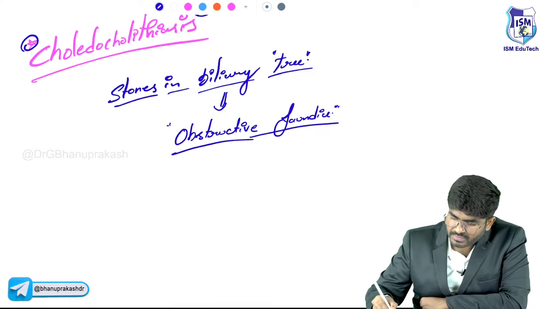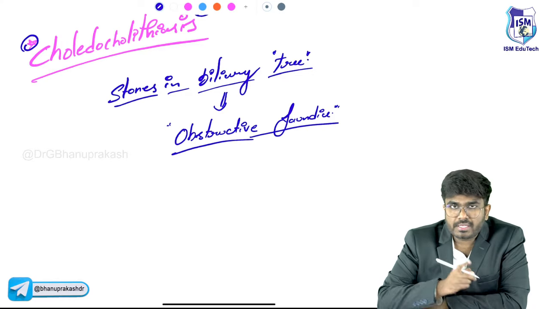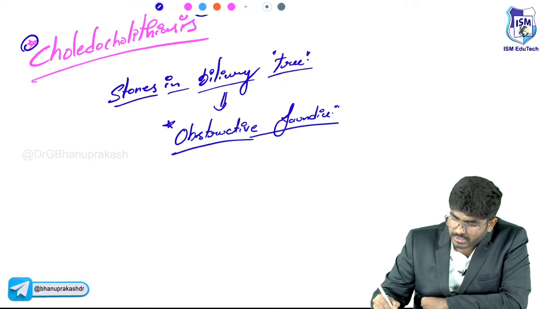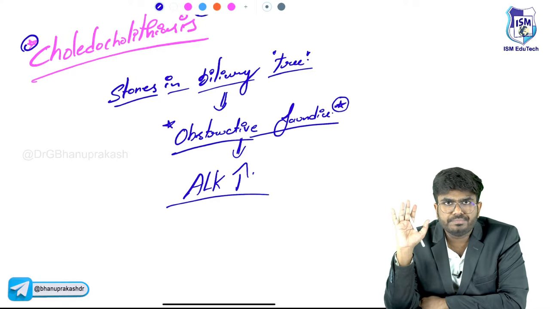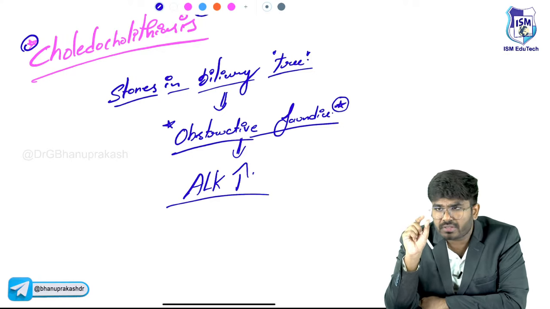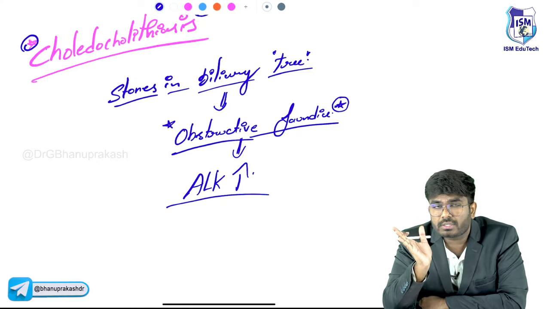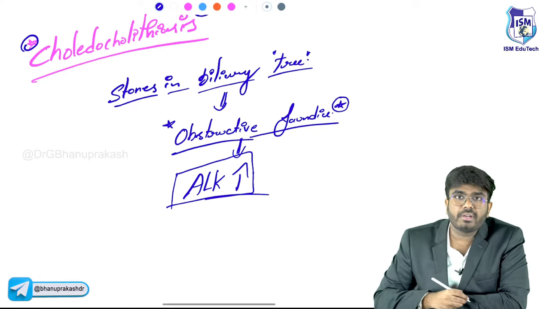Now, in all cases of obstructive jaundice, the bile is not going out. The bile is not coming into the duodenum. So in all cases of obstructive jaundice, the one point which I want you to know is that ALP levels, alkaline phosphatase levels, are elevated. It's a common thing, because the gallstone is blocking the biliary tree.